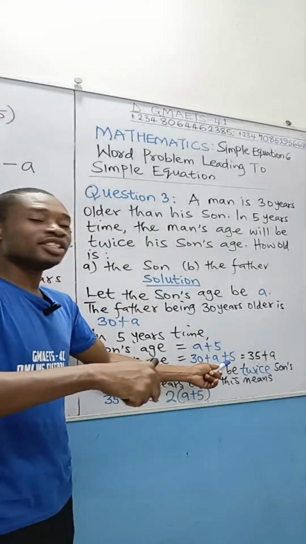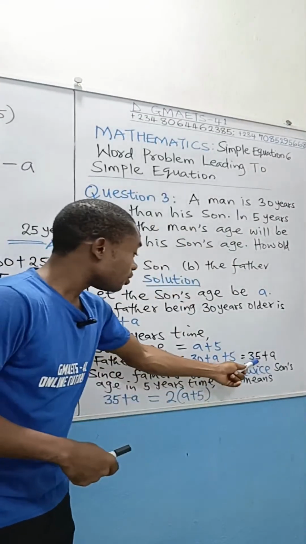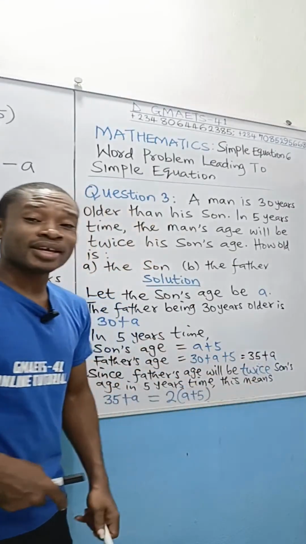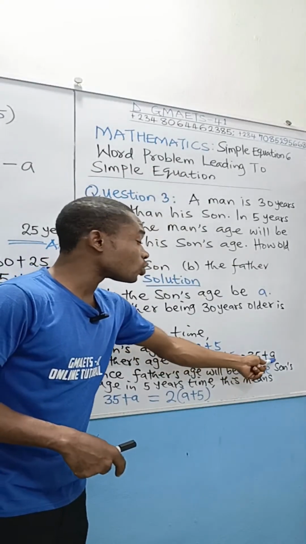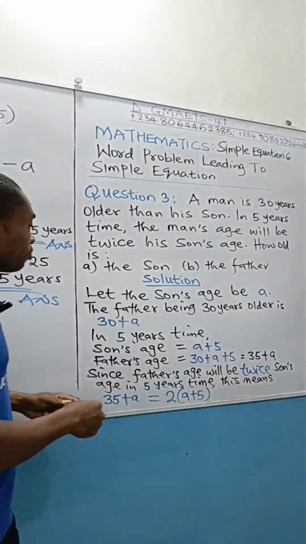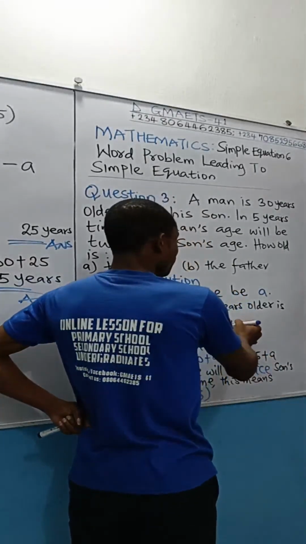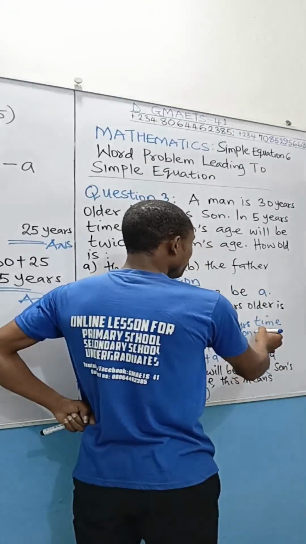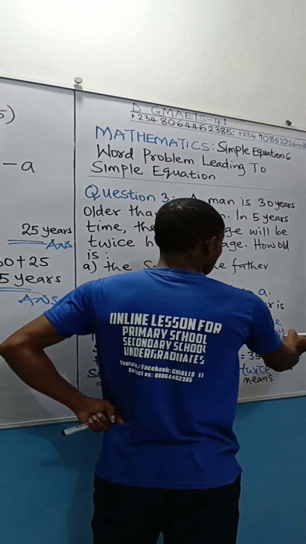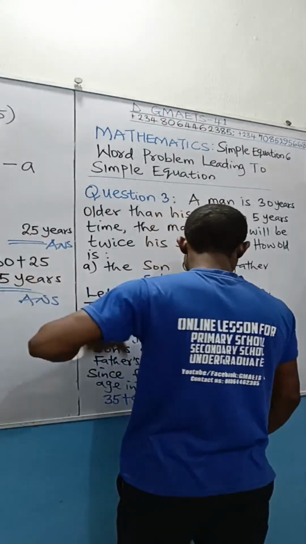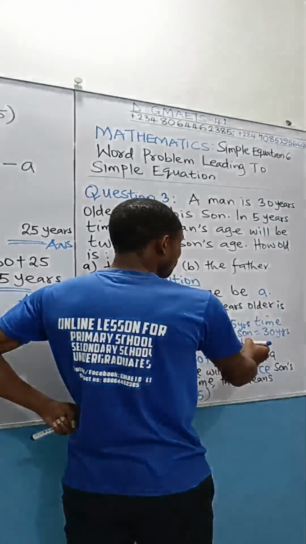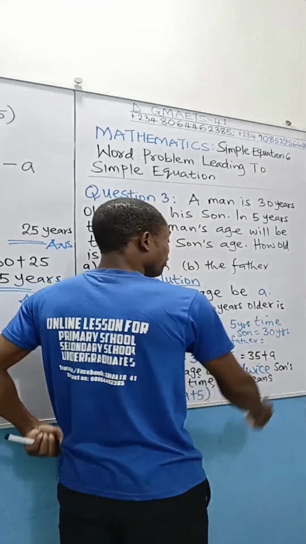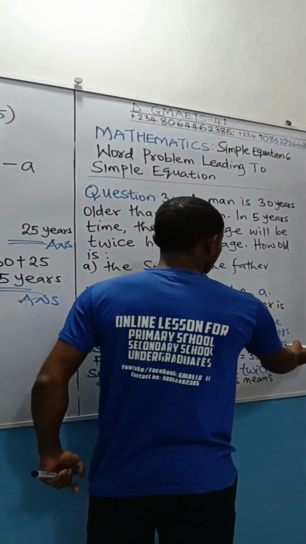And the father's age in 5 years' time will be 35 plus A. What is our A? A is 25. 35 plus 25 will give you 60. So do you see, in 5 years' time, the son will be 30 years, which is 25 plus 5. And then the father will be 35 plus A, and A is 25, which will give you 60 years. The father will be 60 years in 5 years' time.